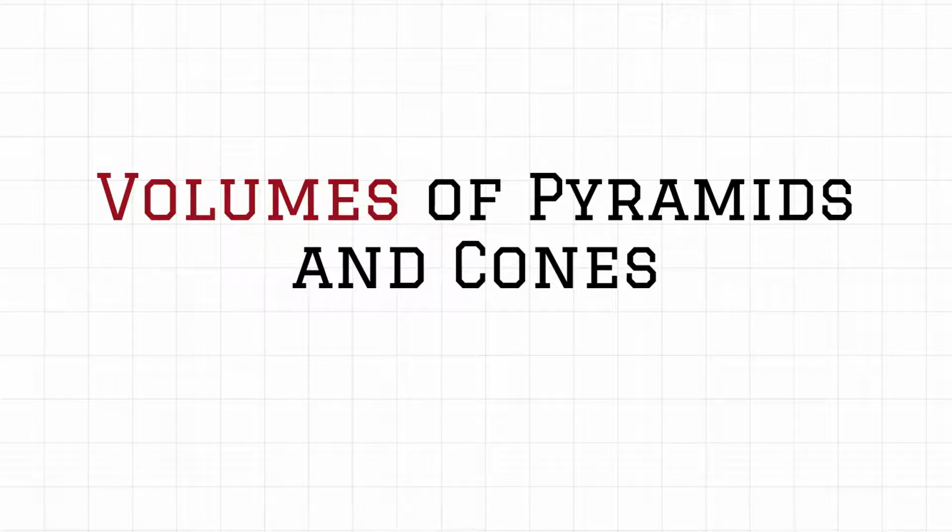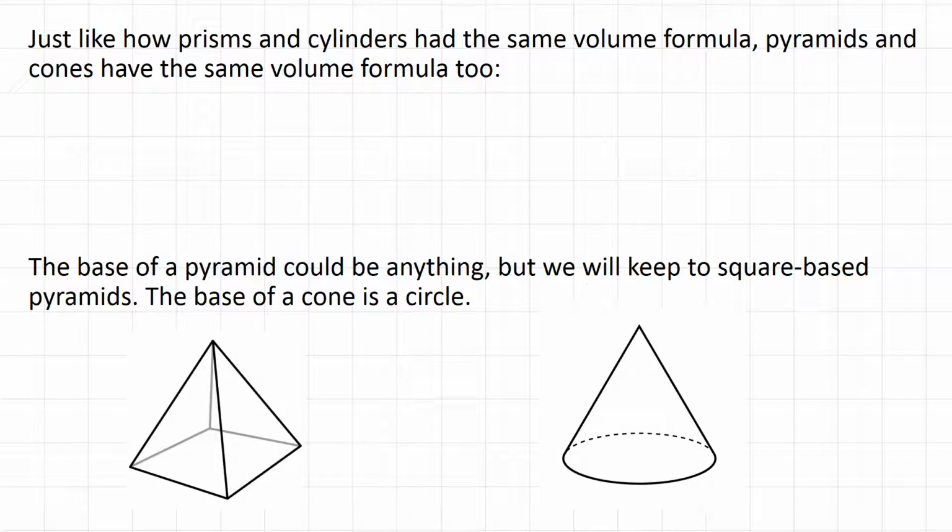The volumes of pyramids and cones. So you'll remember that prisms and cylinders had the same volume formula because they were similar shapes, they just had different base types. Well, the same is true of cones and pyramids. So the formula for a pyramid or for a cone is V is equal to 1/3 times the area of the base times the height.